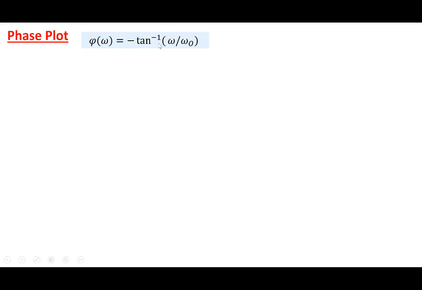Suppose you are given a very simplified phase relationship. To sketch this, we need to remember the plot is a little more complicated than the magnitude plot. We need to remember three things. As omega tends to 0, the phase of this quantity is 0. As omega tends to infinity, the phase is minus 90 degrees. And at omega equal to omega naught, the phase is minus 45 degrees.